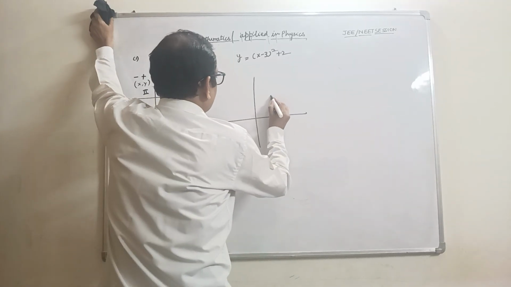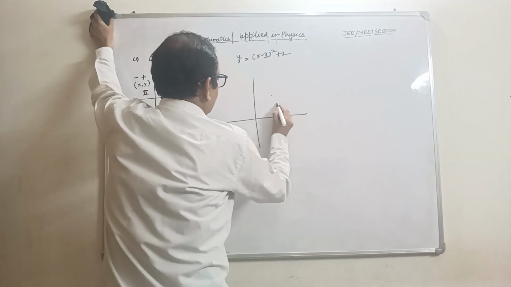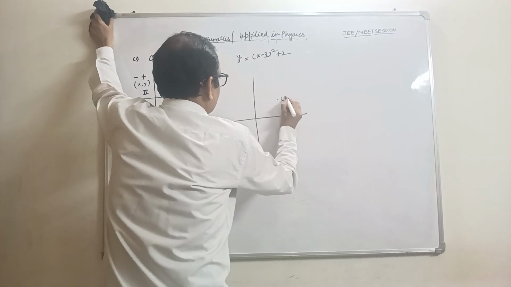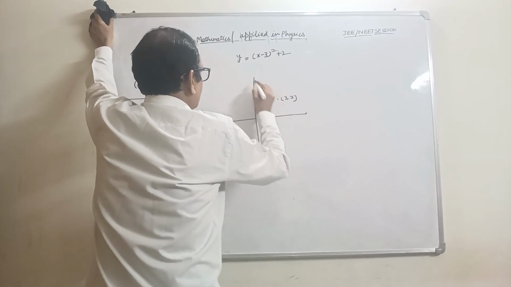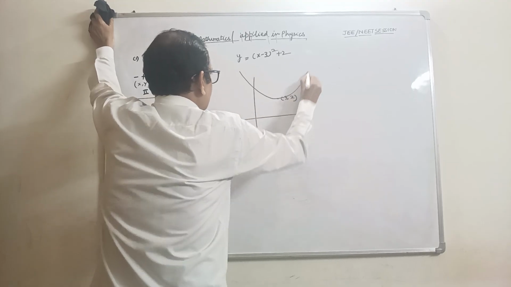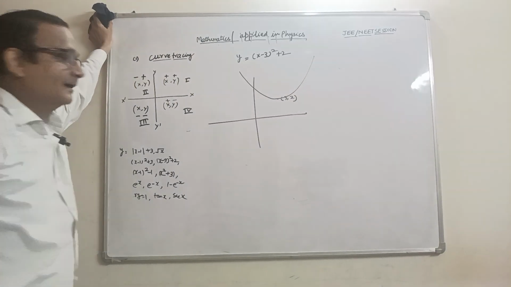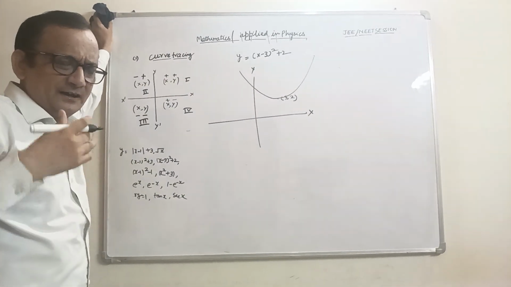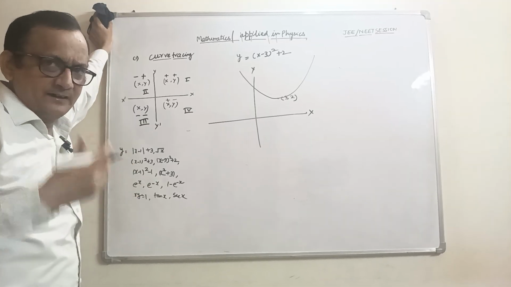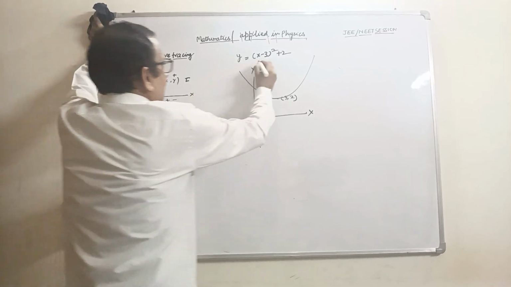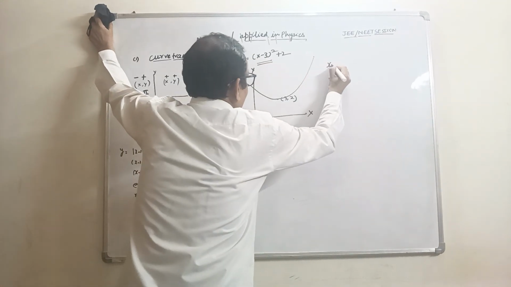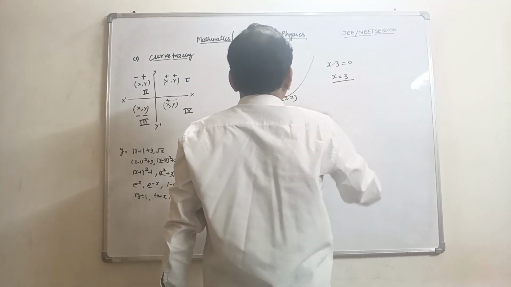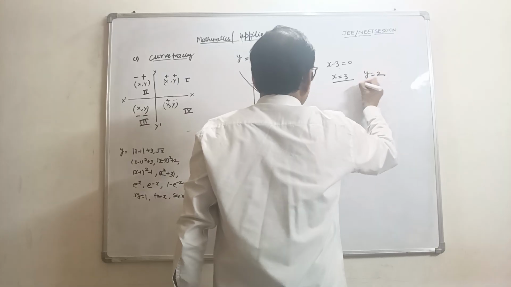So the coordinate should be here. Suppose this is 3 comma 2. So this is the equation of the parabola, with x axis and y axis. Here you have to understand how we shifted the graph. X minus 3 means we put x minus 3 is equal to 0. So x becomes 3, the coordinate of x becomes 3 and the coordinate of y becomes 2.